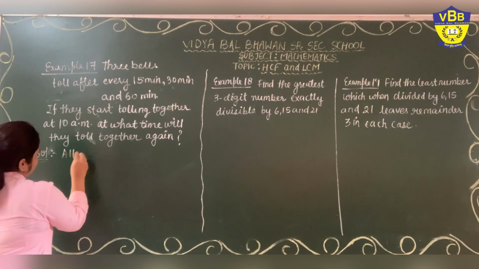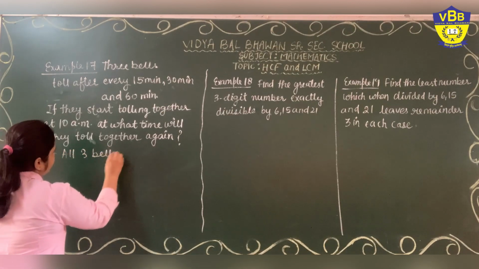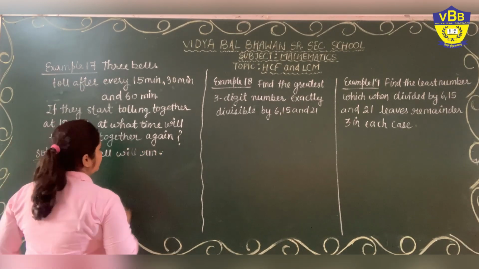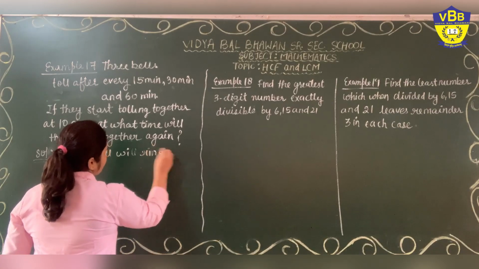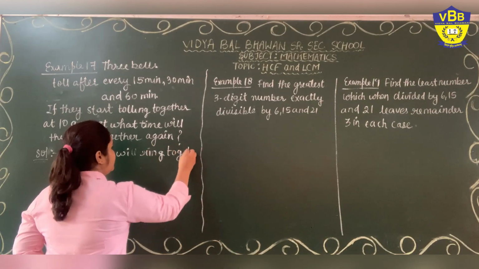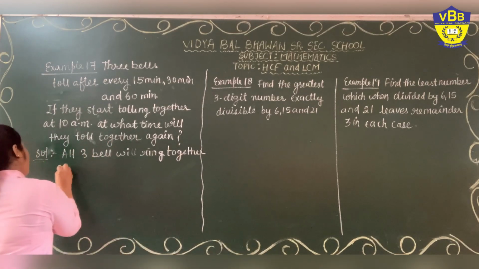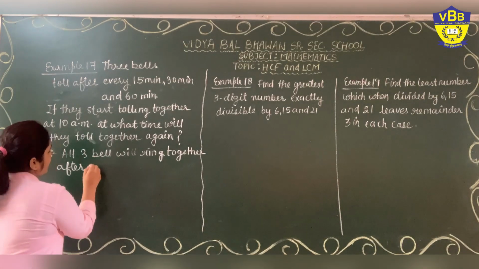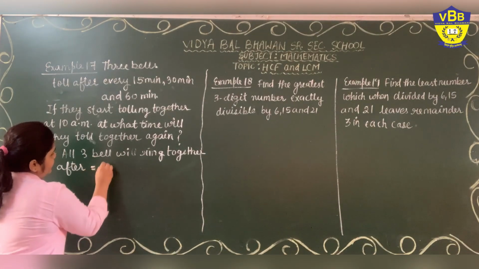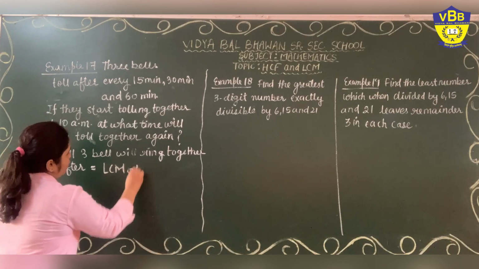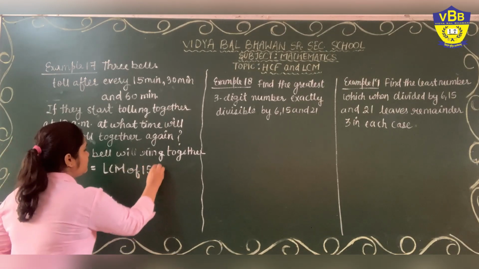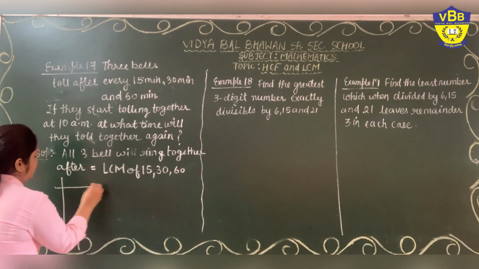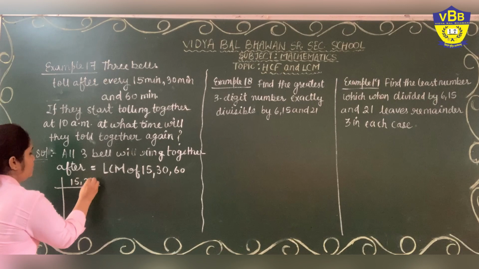All three bells will ring together after how much time? It will be decided by the LCM of 15, 30 and 60. Find the LCM of 15, 30 and 60 with the help of the division method.